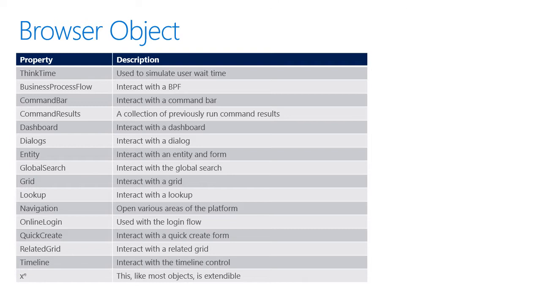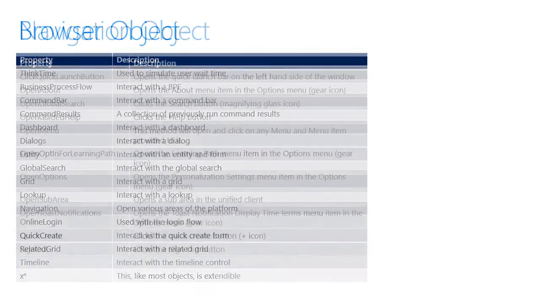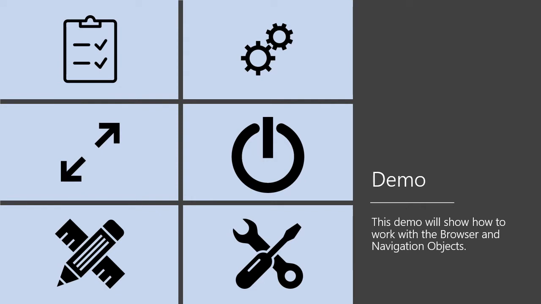What's key to point out is that this, just like any object in EasyRepro, is extendable. So we can add modules for Performance Center, for Power Apps control frameworks, for other things that may not be included out of the box. For this demo, we'll cover the browser and navigation objects.